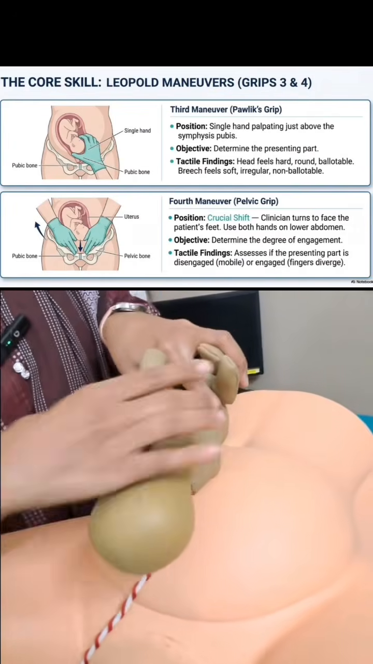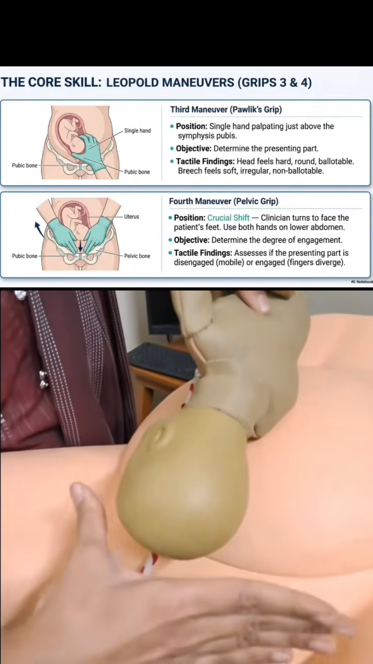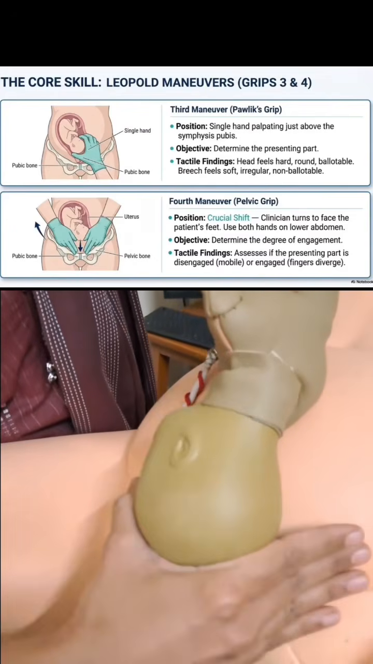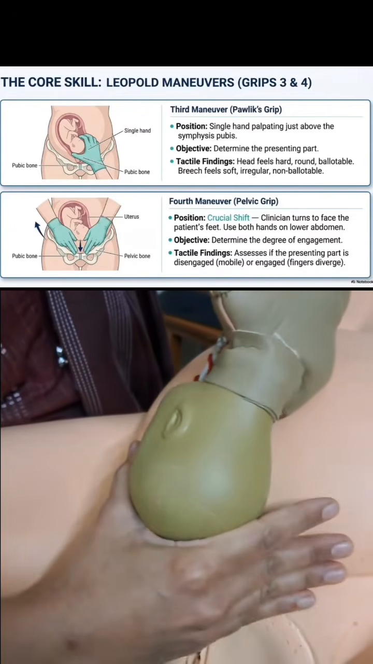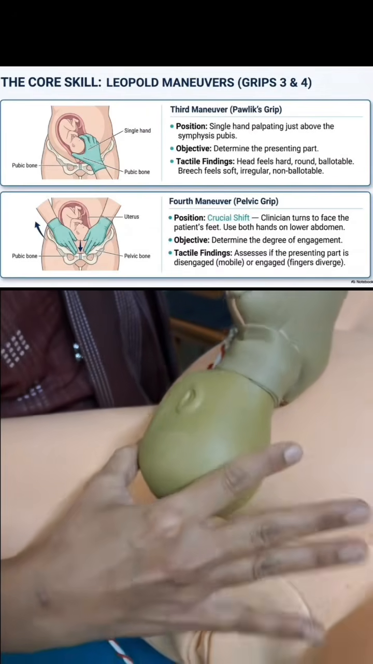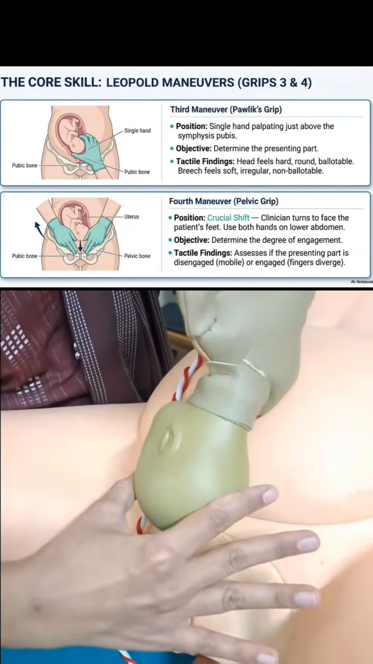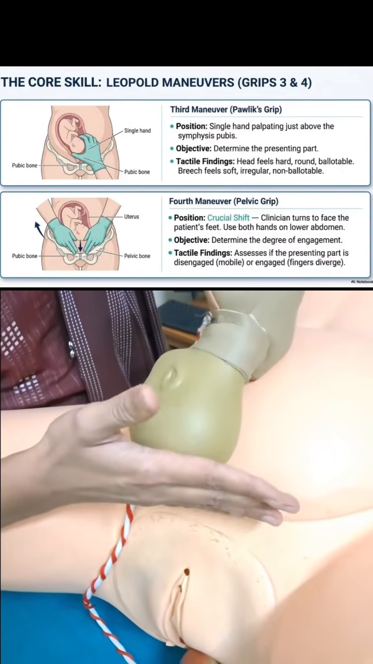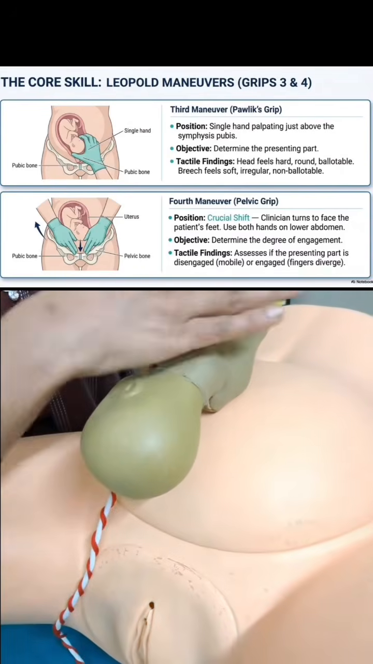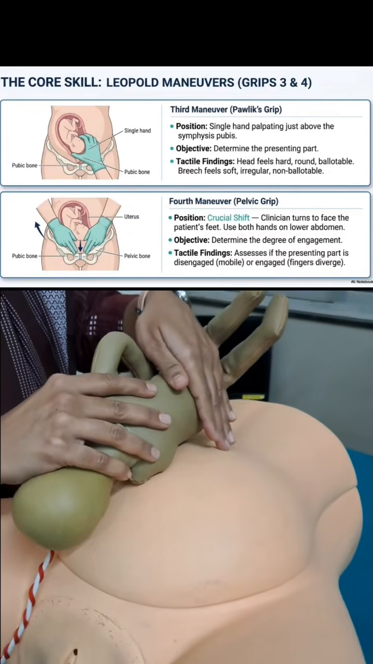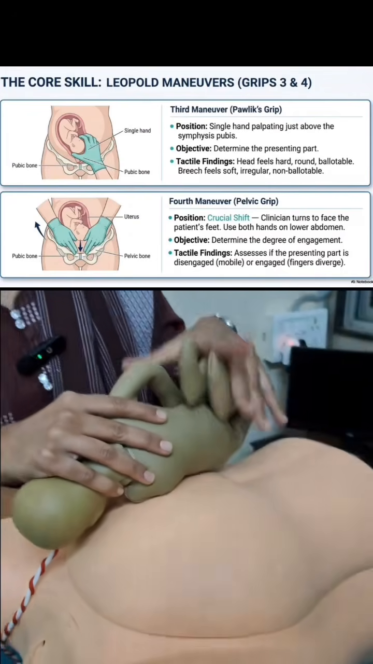In case of cephalic presentation, if the head is present, then we are going to grasp it and try to ballot it, try to move it, and assess whether it is movable or whether it is fixed over there. If it is a hard globular structure, then it is a cephalic presentation. If we get any soft and irregular structure, then that may be the breech presentation.